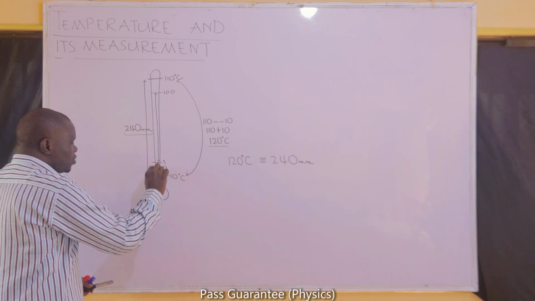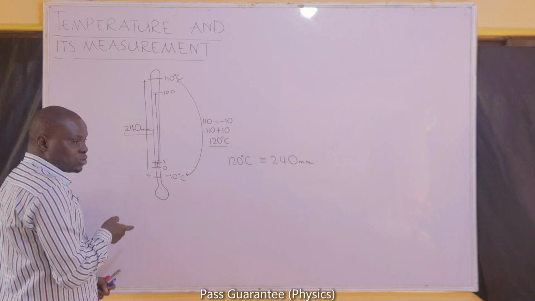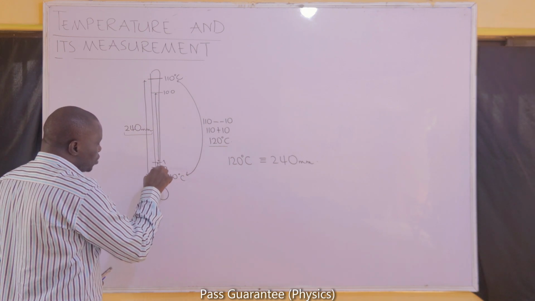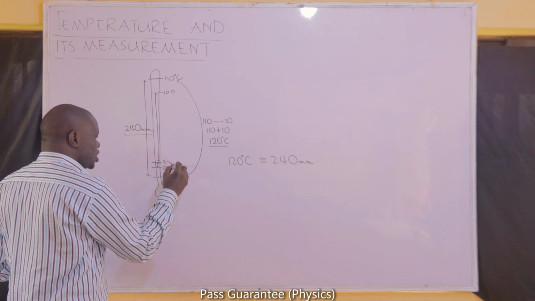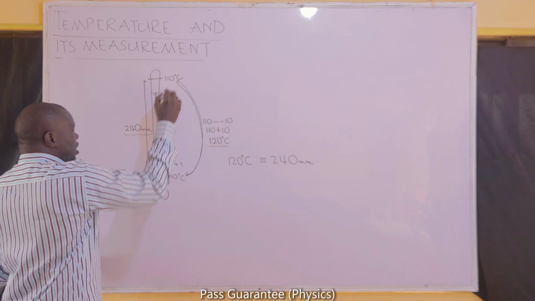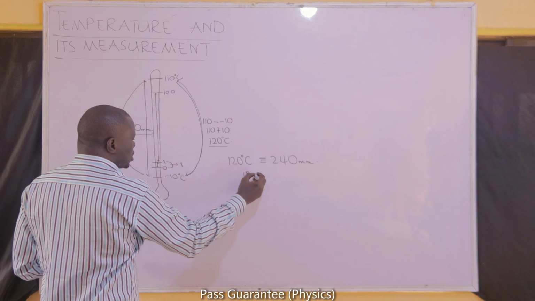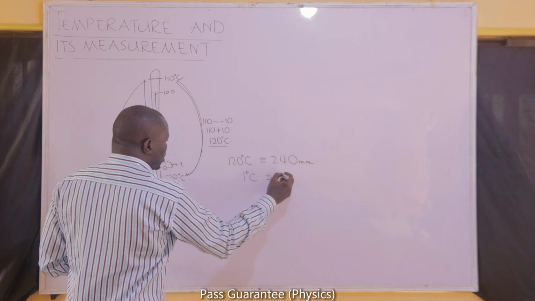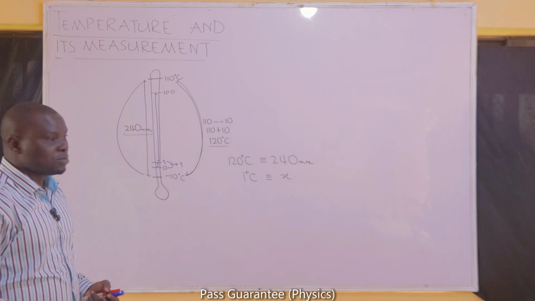With that, I can now find what they want me to find. They want me to find the length through which the mercury thread will travel from 0 to 1. A change of 0 to 1 gives a change of 1 degree Celsius. If I already know that 120 gave me a change of 240, what will 1 degree Celsius give me? I can represent that with x, and I can cross multiply, and I'll get my answer.